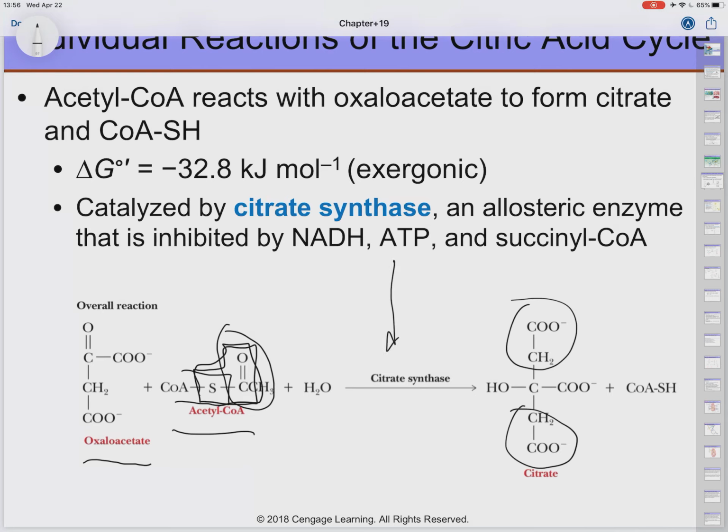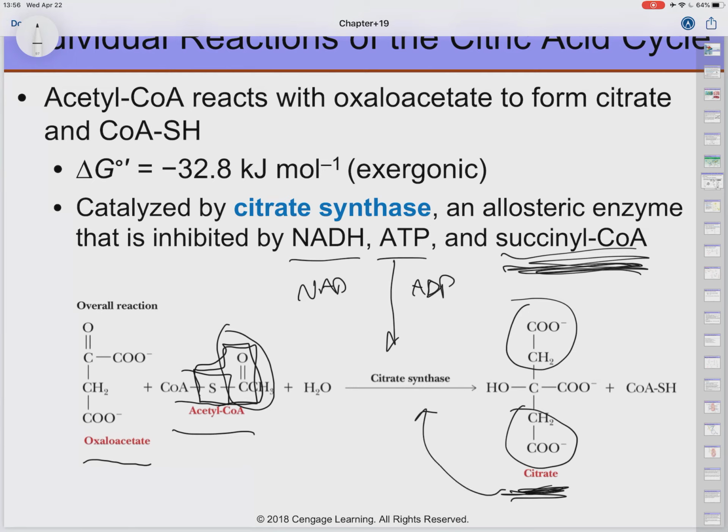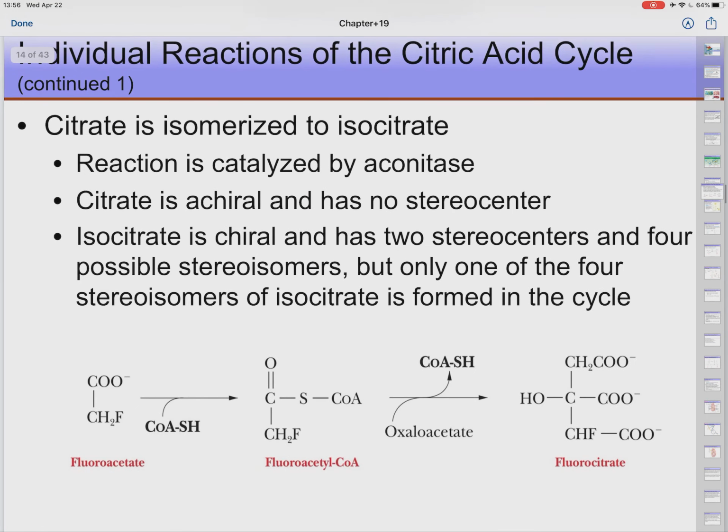This enzyme is inhibited by levels of NADH and ATP. If you have these already, then you don't need this to be happening. And so conversely, NAD and ADP activate this enzyme. Succinyl-CoA also is an inhibitor, but this is a down the line inhibitor up here, succinyl-CoA. But citrate is the direct product of this enzyme. It's an inhibitor. Okay. Trying to remember. Oh yeah. Okay. So citrate, achiral.